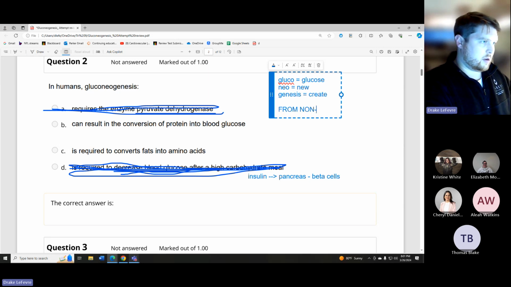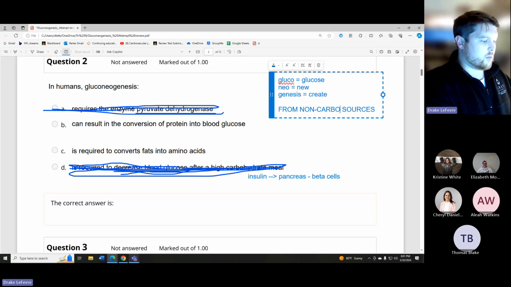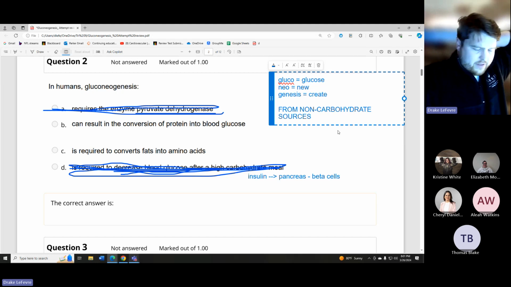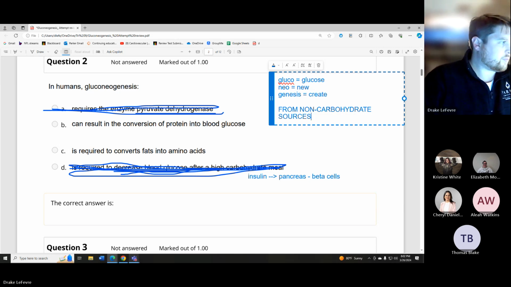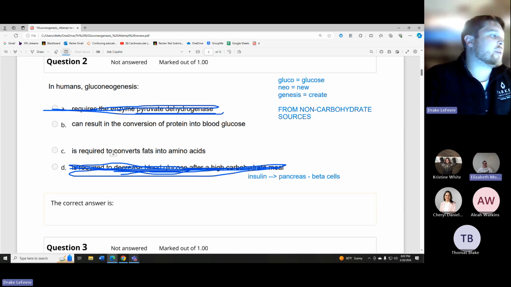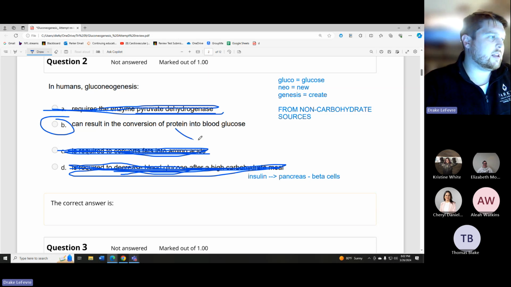Specifically from non-carbohydrate sources, or non-glucose sources, right? Better to say non-carbohydrate sources. We're not creating glucose from straight glucose. We have something else that's already passed along the line. We can take from amino acids, from fats, or from other stages of glycolysis or the Krebs cycle to convert it back and get new glucose. So this answer is talking about converting fats into amino acids, and we don't really care about creating amino acids. With gluconeogenesis, we're converting the fats, proteins, and other stuff into glucose. So our answer left is B: it can result in the conversion of protein into blood glucose.